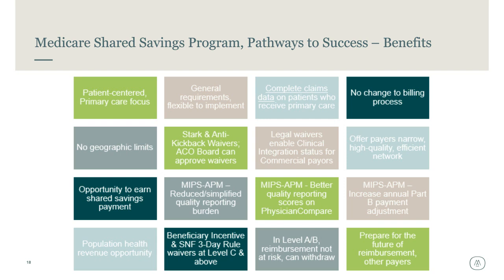So there are a lot of benefits to this program. That is why it is such a popular program. I think we're up to 559 ACOs in the country. So, it's patient-centered. It's got a primary care focus. As I mentioned before, there are very general requirements, but there's flexibility in how you implement them, which is really nice. If you are a data nerd, which I am, it's super cool because you get complete claims data on any patient who receives a primary care service within your ACO.